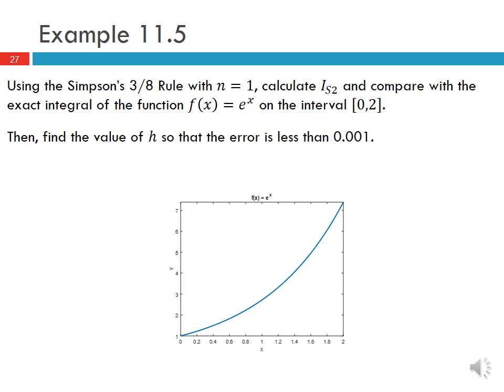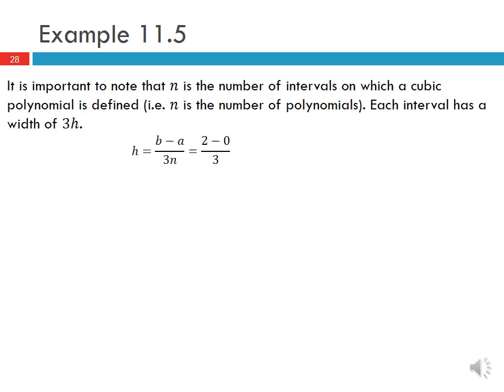So let's again look at our example. Using the Simpson's 3/8 rule with n equals 1, we want to calculate IS2 and compare with the exact integral for the function f of x equals e to the power x on the interval from 0 to 2. Then find the value of h so that the error is less than 0.001. It's important to note that n is the number of intervals on which a cubic polynomial is defined, so n is the number of polynomials. Each interval has a width of 3h, which means h is equal to b minus a over 3n. So in this case, h is equal to 0.6667.